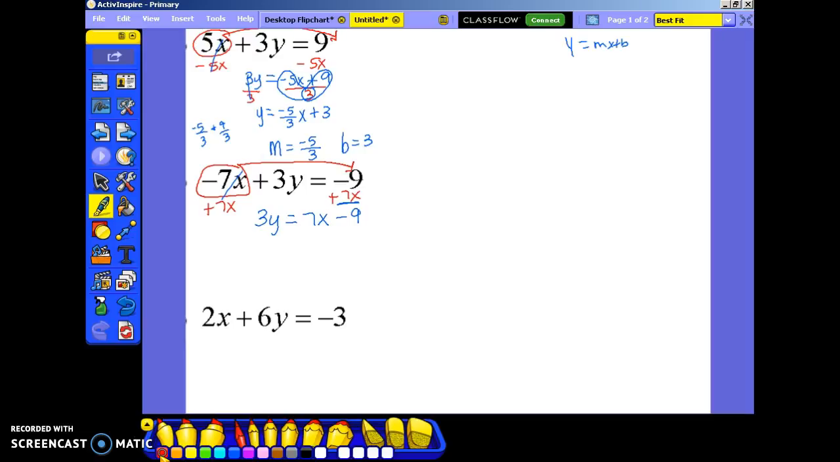Because this is a negative 9, I'm going to be subtracting 9. Y is still not by itself. In order to break away 3 times y, I do the inverse, which is dividing by 3. When I divide by 3, that leaves me with y. 7 divided by 3 will not give me a whole number, so I just leave it as a fraction. Negative 9 divided by 3 is negative 3. Now that y is by itself, my slope is 7/3. My y-intercept is negative 3.